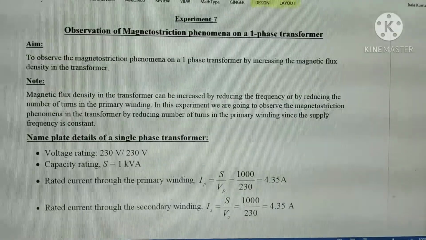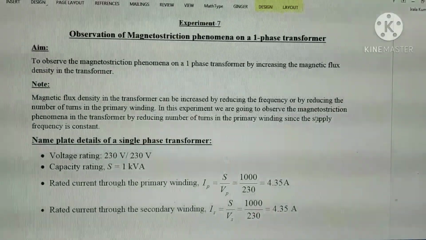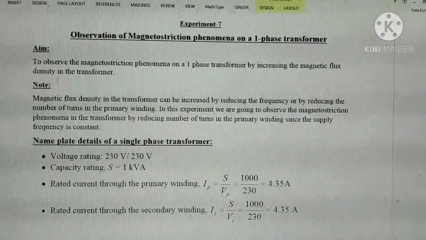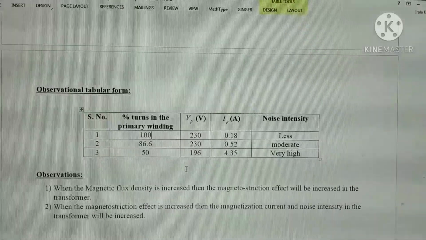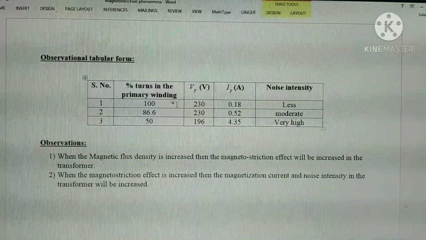supply. Now we can see the write-up for observation of magnetostriction phenomena on a single phase transformer. You can go through this write-up. Here the observation tabular form is given for this experiment.